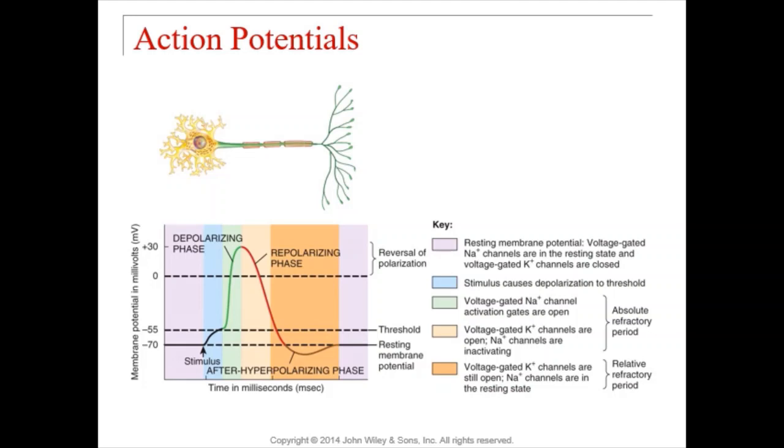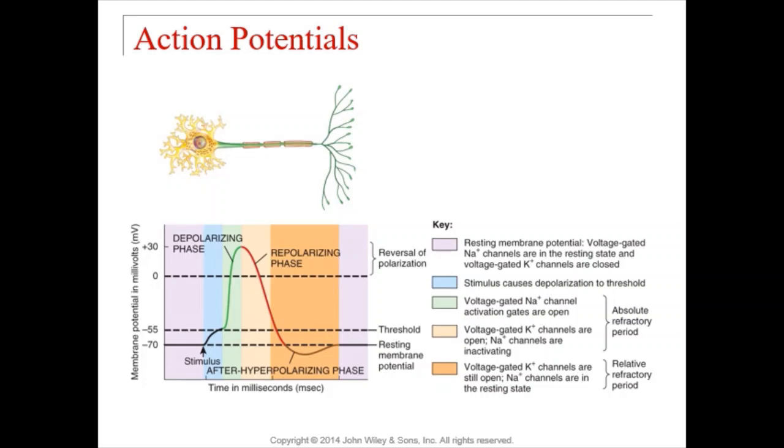Your potassium channels will close, so you'll stop kicking out potassium, so you won't become even more negative. And your leaky channels, those channels that are always open, will get you back to your resting membrane potential. But you don't need to go any further.